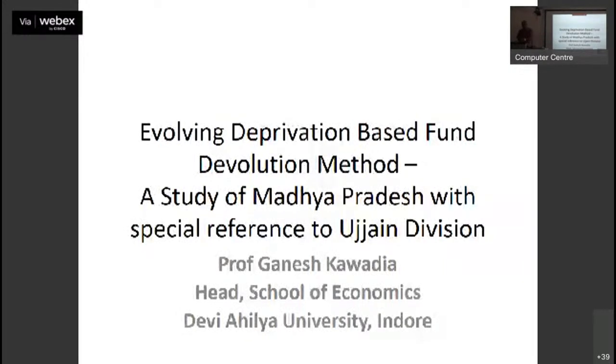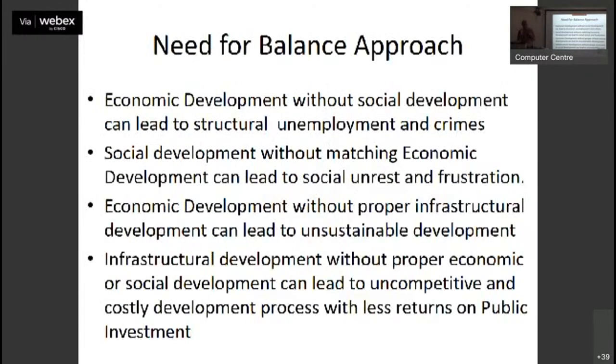So this is a study related to Madhya Pradesh, and basically it was done on the request of the State Planning Commission. And what is the issue? The issue before the State Planning Commission is that we want a balanced approach of development, or you can say an inclusive approach of development. Economic development without social development can lead to structural unemployment and crimes. There must be a balance between economic development and social development.